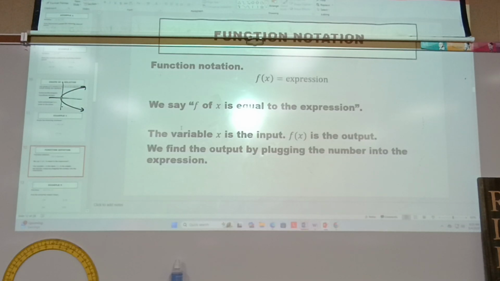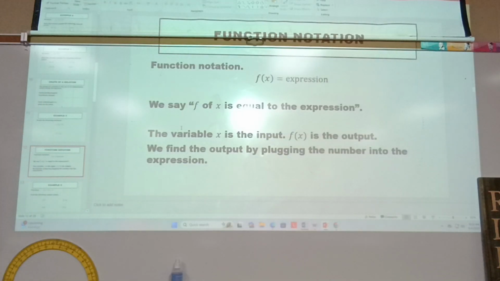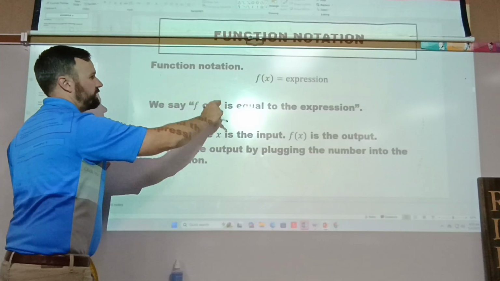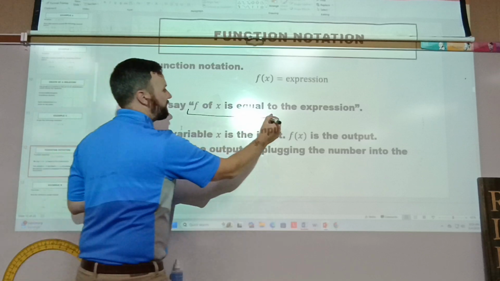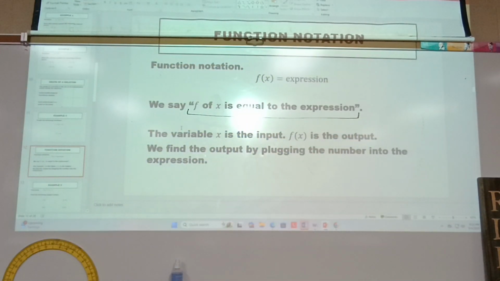So back in the day when you guys were little running around, everything was y equals, y equals, y equals, right? You get to a point, everything becomes f of x. That's called function notation. F of x equals something, and f of x is equal to whatever it is. So whenever you see that x inside the f, it's f of x.